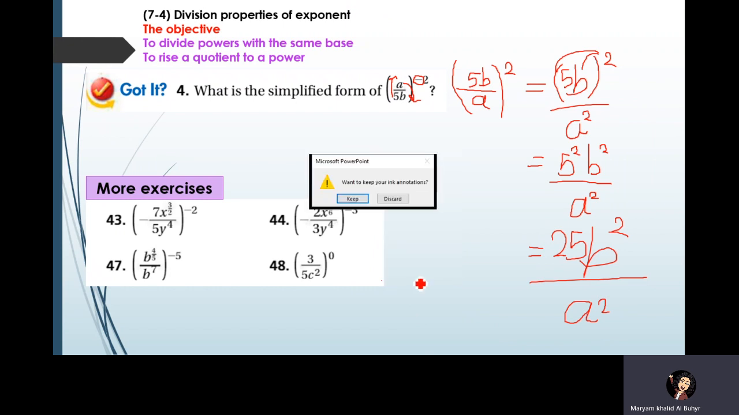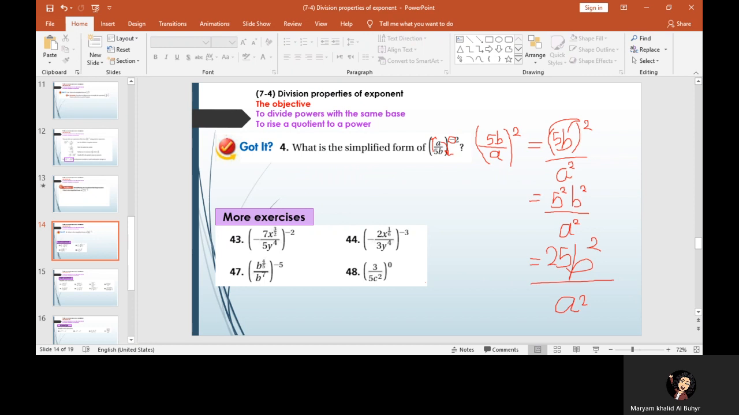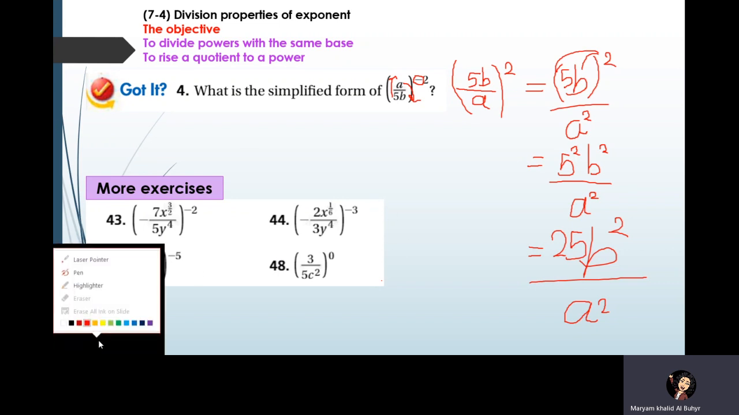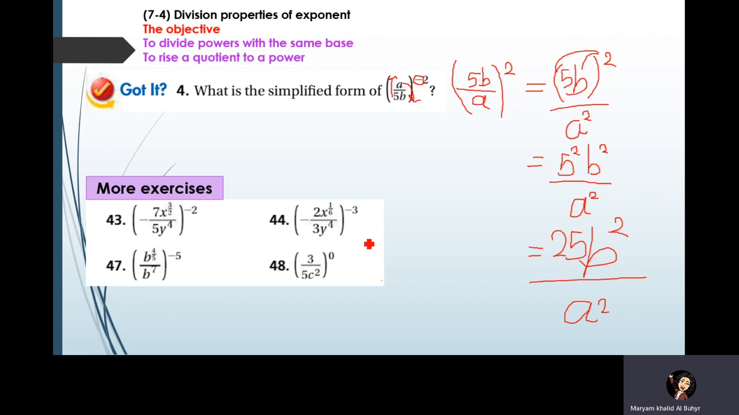Let me give you, I just want to make sure about the time. We have more time. So let me give you more exercises related to that. I'm going to solve this one with you.